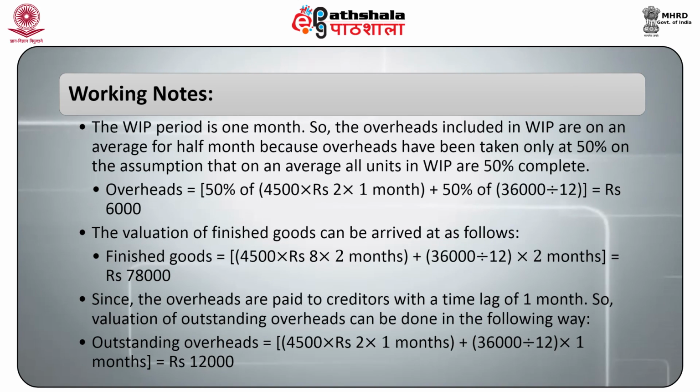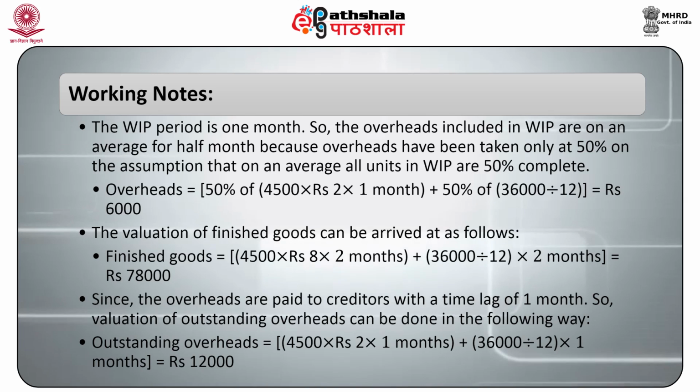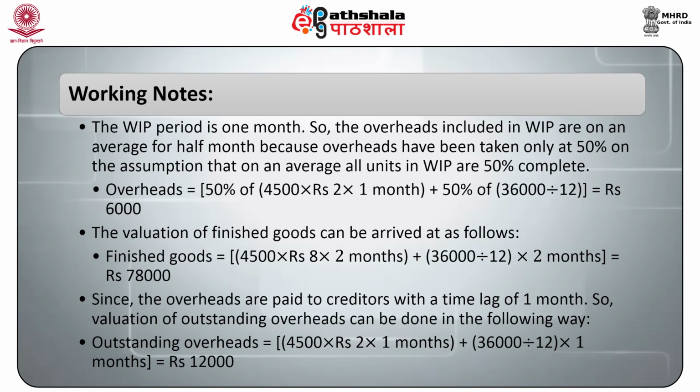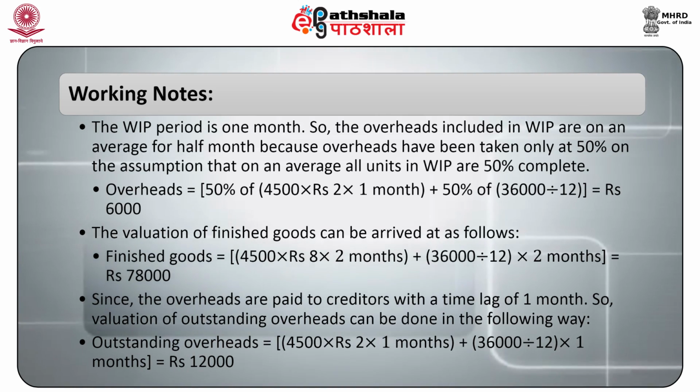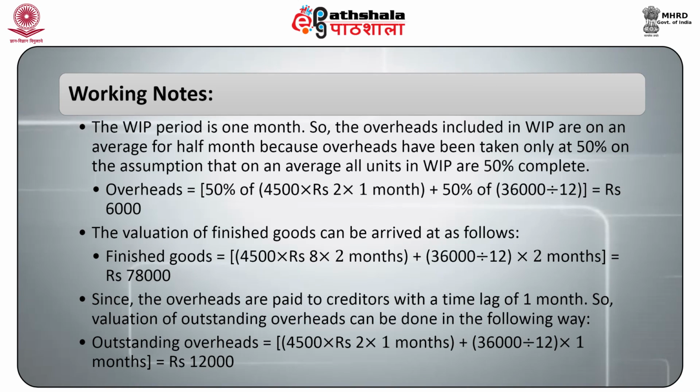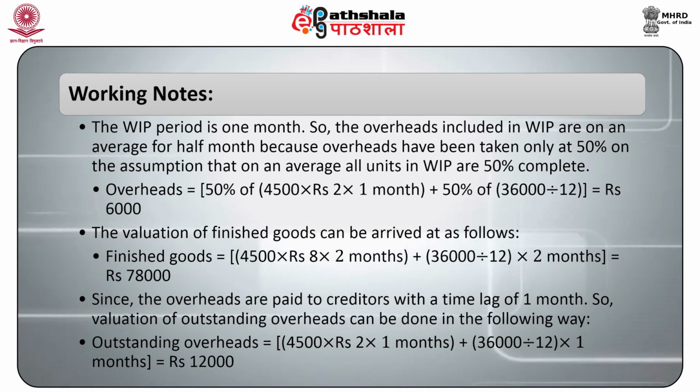Since the overheads are paid to creditors with a time lag of 1 month, the evaluation of outstanding overheads can be done in the following way. The outstanding overheads are given as 4,500 into rupees 2 into 1 month plus 36,000 divided by 12 into 1 month, which gives us 12,000.